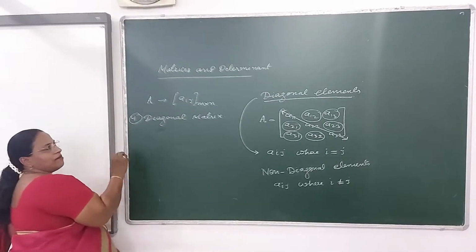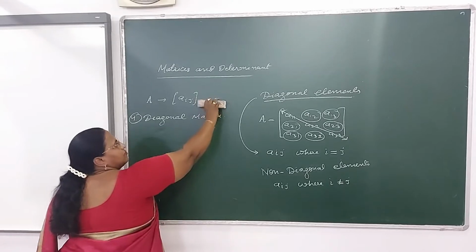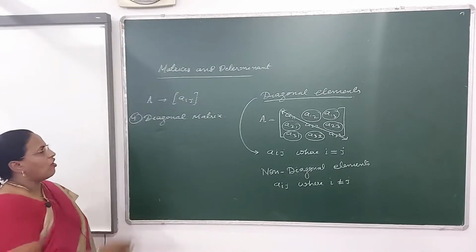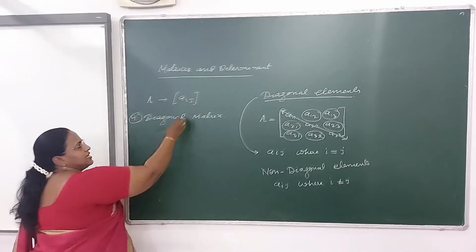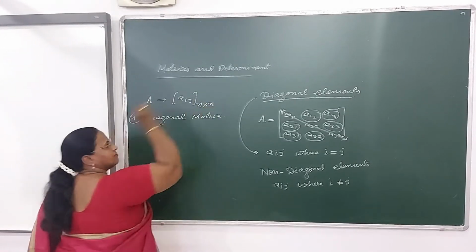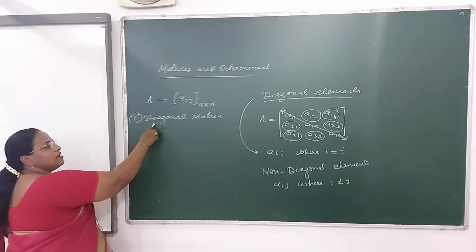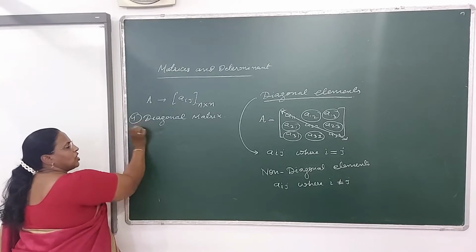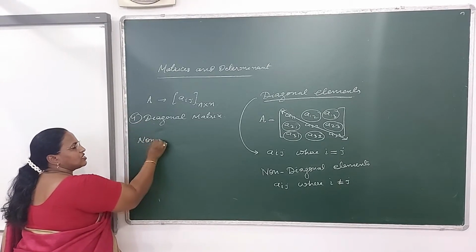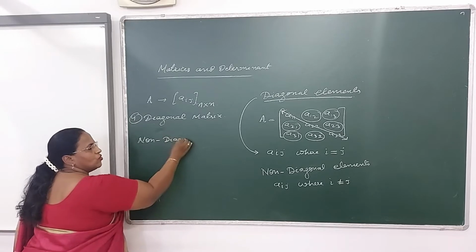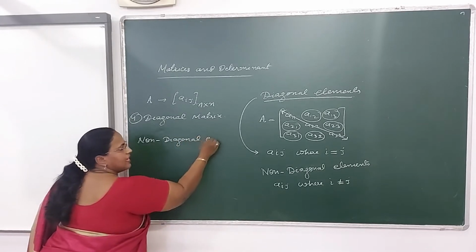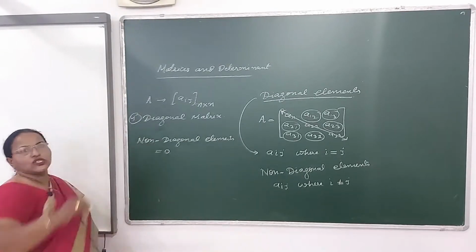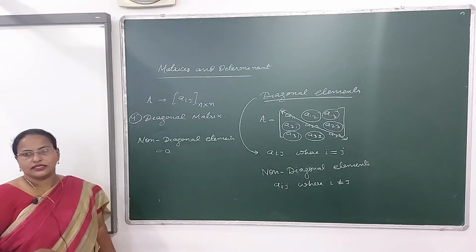Let A be a square matrix of any order. So let A is equal to Aij of any order. Let us take the order of the given matrix as n. Diagonal matrix means a square matrix whose non-diagonal elements are 0. A square matrix whose non-diagonal elements are 0 is called a diagonal matrix.